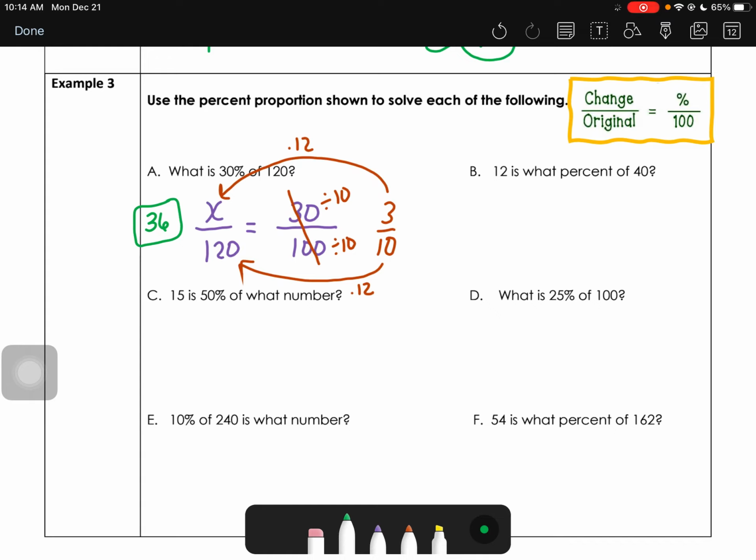Next one. 12 is what percent of 40? 12 over 40. We don't know the percent, and it's over 100. If we simplify and divide these both by 4, we would get 3 over 10 equals x over 100. And we would multiply this by 10. So we multiply the top by 10, and we get 30%.